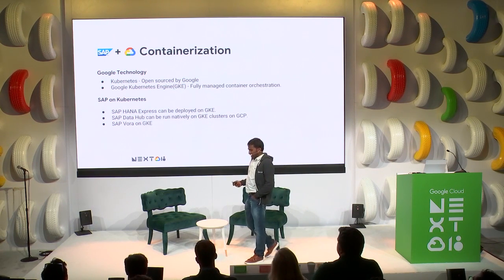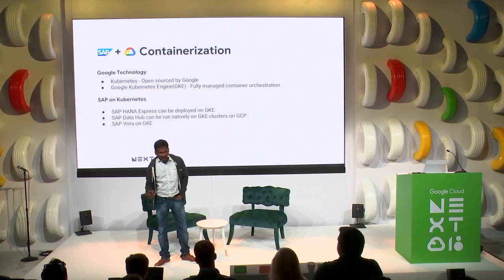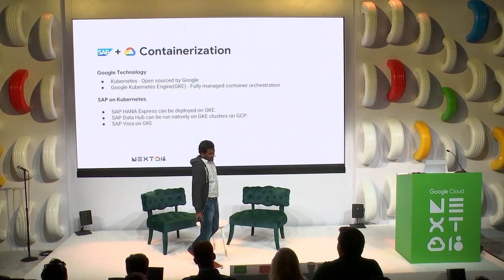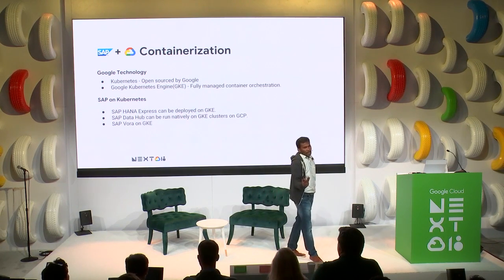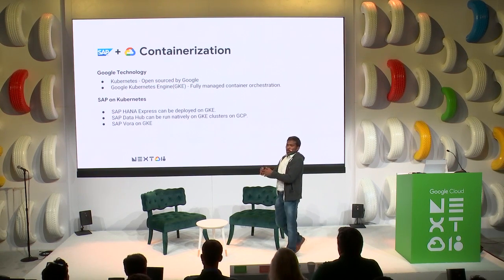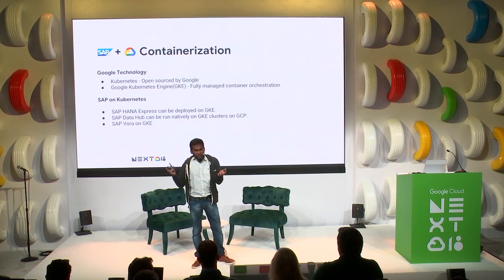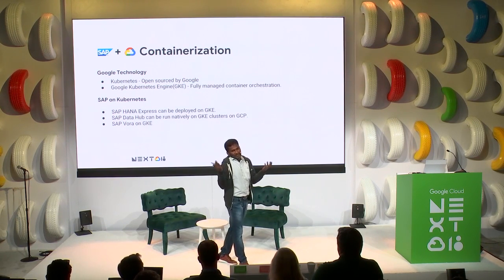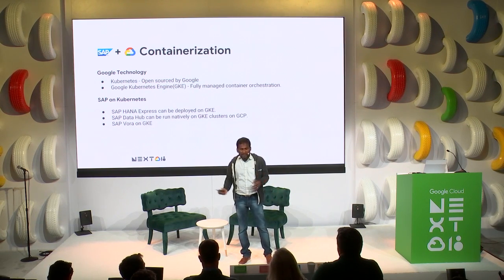SAP has standardized many of their applications to use Kubernetes, right? So when you're thinking about applications like SAP Data Hub or Vora, they are standardized on Kubernetes, which means that you can leverage the managed Kubernetes platform that we have. You don't have to manage any servers, services, pods. Everything is fully managed for you. You just need to know the Kubernetes definition, the container definition files, and you can run these workloads with minimal operations.